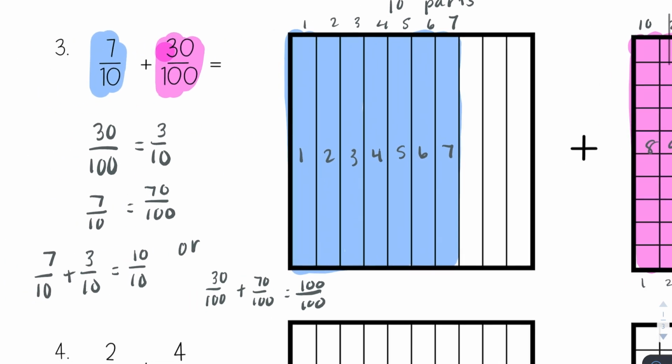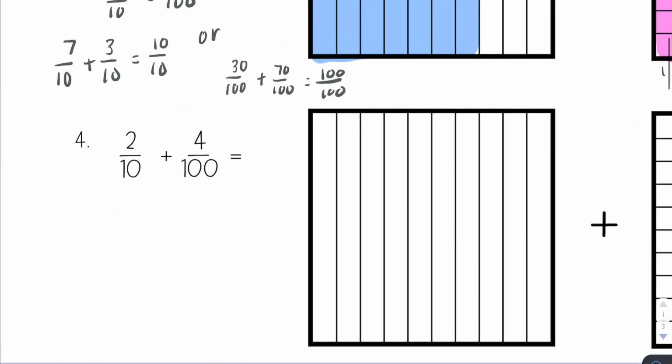10/10ths, or one whole. The last practice problem we're going to do together is 2/10ths plus 4 100ths. So 2/10ths, I'm going to use the fraction part that's divided into 10 equal parts, and I'm going to highlight two of those. So 1, 2, and I'm highlighting those.